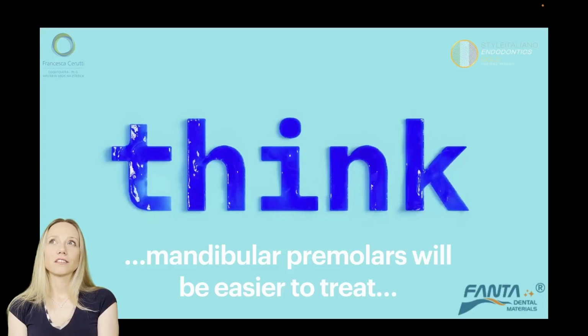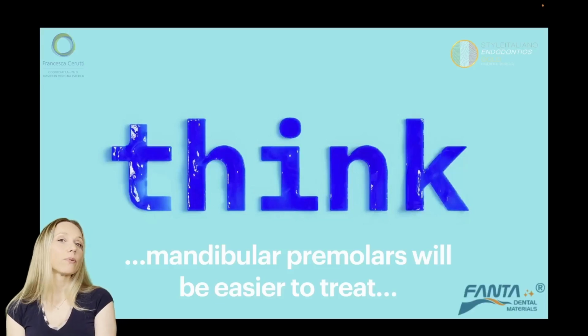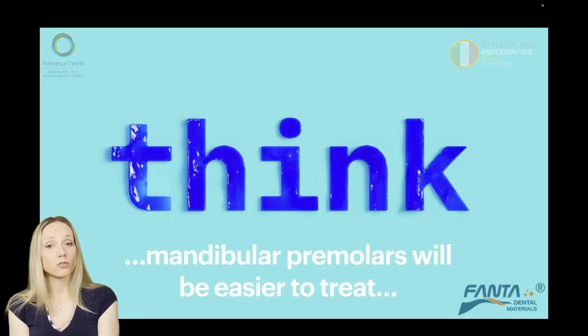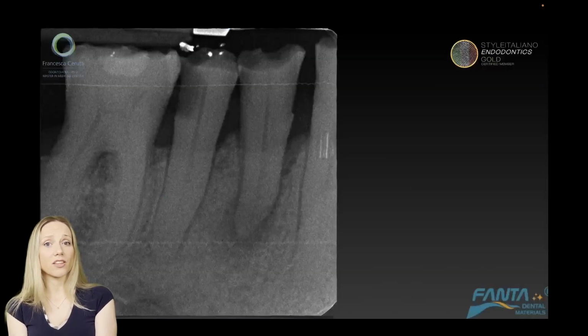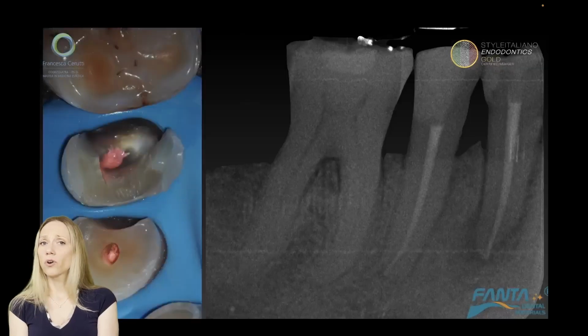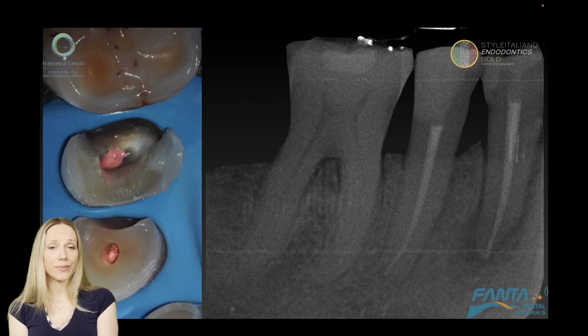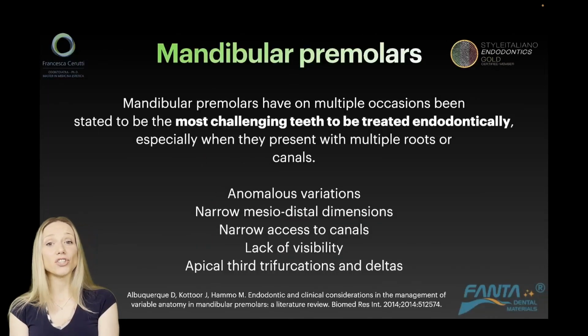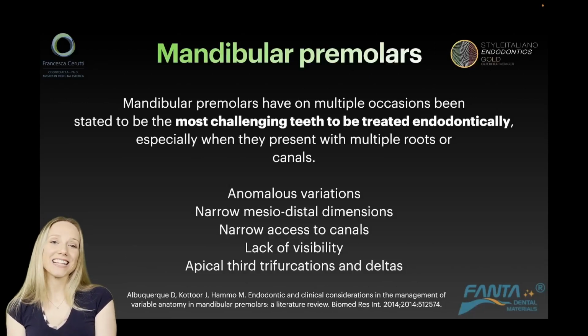So one thinks, okay, this is about maxillary premolars, so mandibular premolars will be easier to treat because their anatomy is easier. It's one root canal, it's kind of straight as a root, no abrupt curvatures, everything is easier than in maxillary premolars. Well, unfortunately, the answer is no, because on multiple occasions, mandibular premolars have been stated as the most challenging teeth to be treated endodontically, especially when they present multiple roots or multiple root canals.